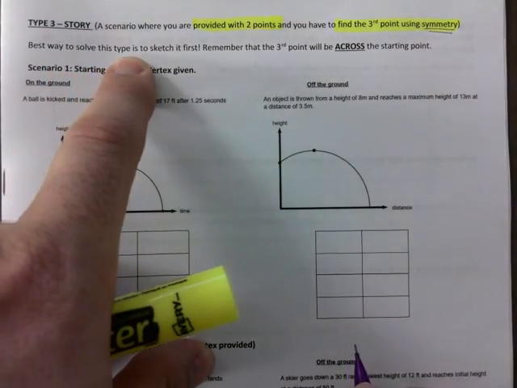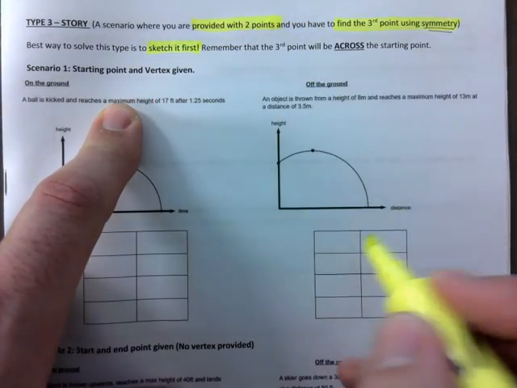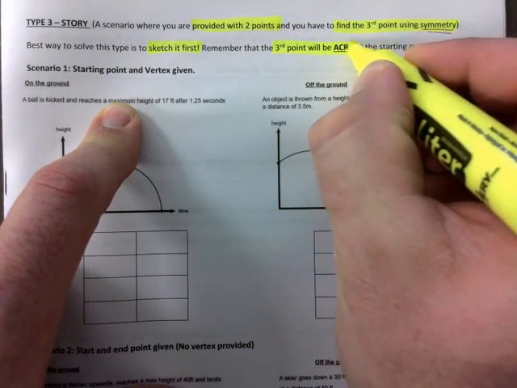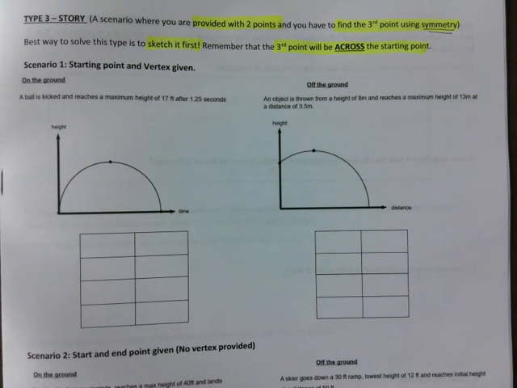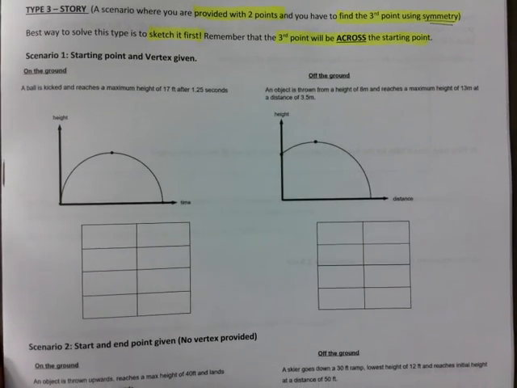Best way to solve is to sketch first. Okay, sketch it first. Remember that the third point is across the starting point. The third point is across the starting point. I will emphasize that because I will show you the common errors that I see when this comes up.